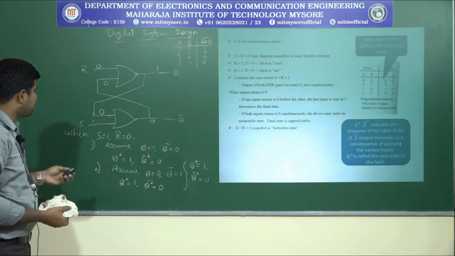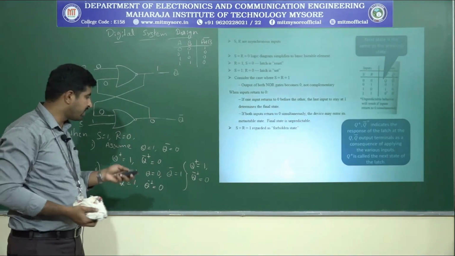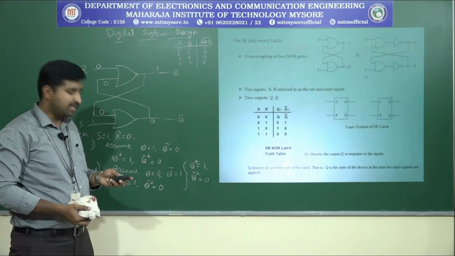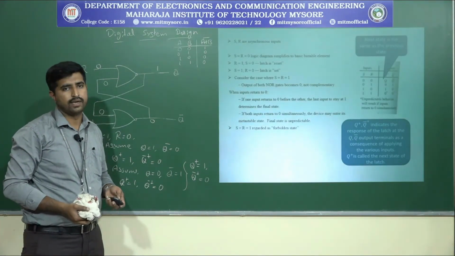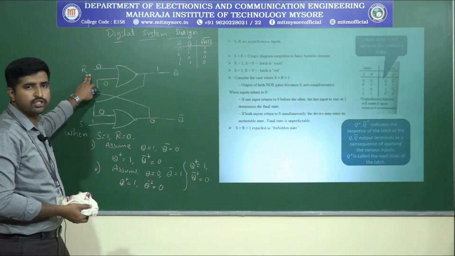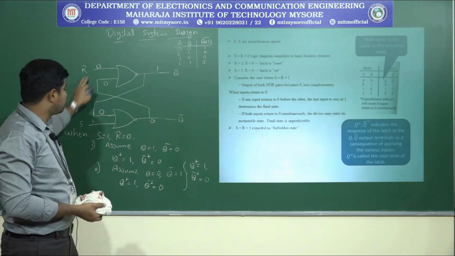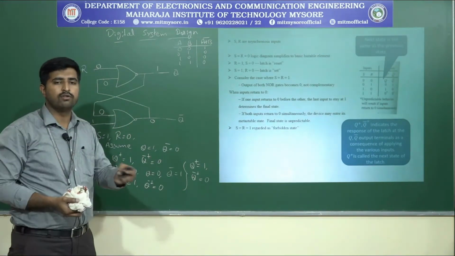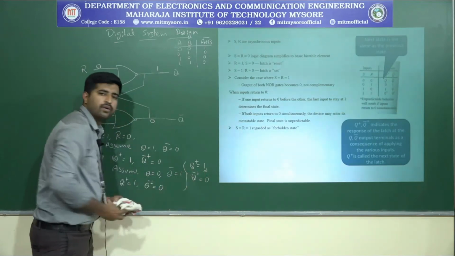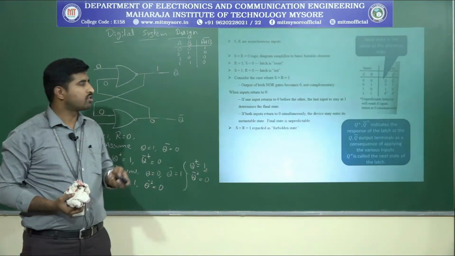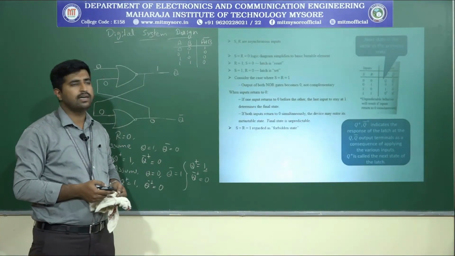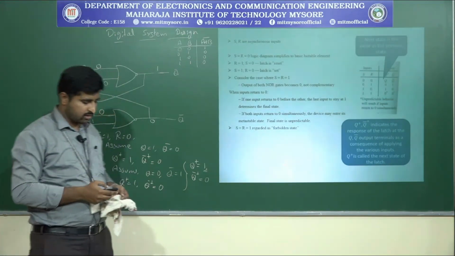So when S equals 1 and R equals 0, the output or next state will always be 1 0. This state is called the set state. That means we are giving logic 1 to the set and logic 0 to the reset pin, so this sets the output of the latch to logic 1. This is the response of a latch when S equals 1 and R equals 0.